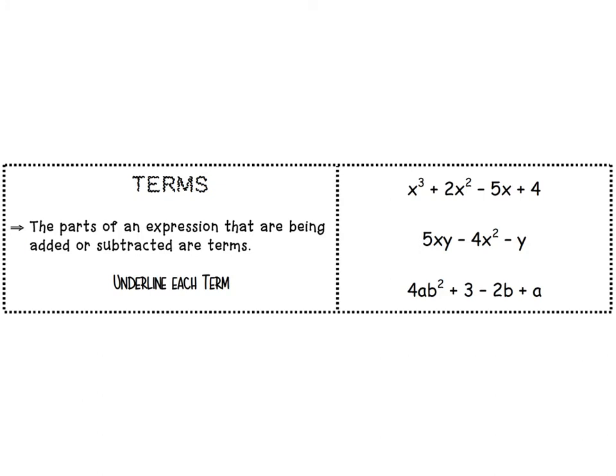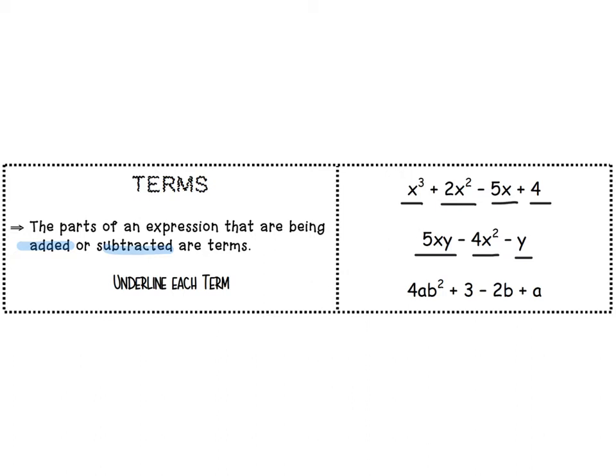So the first definition in our notes is called terms, which is defined as the parts of an expression that are being added or subtracted. So let's underline a couple of the terms that we see. Well, x cubed is a term, 2x squared is a term, 5x is a term, and 4 is a term. 5xy is also a term, 4x squared is also a term, and y is a term. I'll let you figure out the last one.